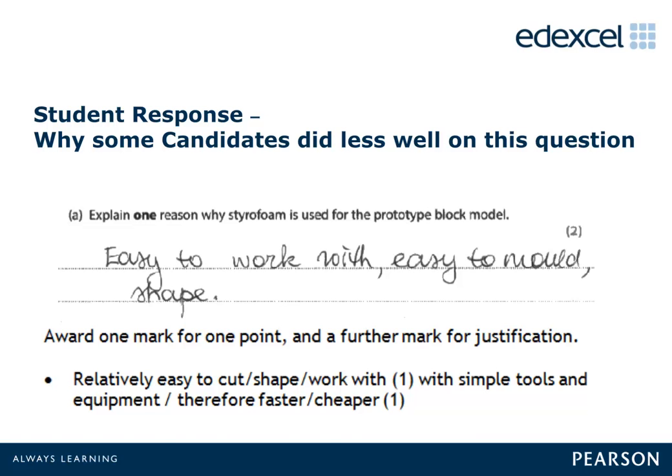This is a response typical of the lower achieving candidates who tended to treat questions such as this as state rather than explain questions. Here, the candidate has given one reason why styrofoam is used, but they have failed to explain the reason why. As previously considered, in order to gain full marks for an explain type question, candidates must either expand upon an initial point with a reason or with a justification.